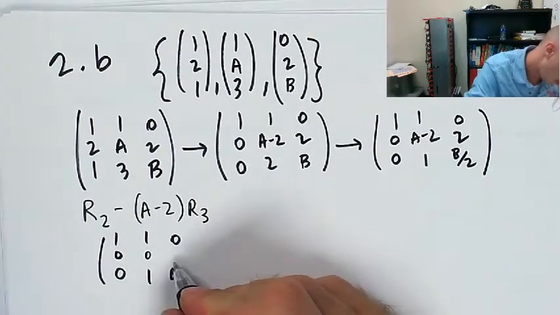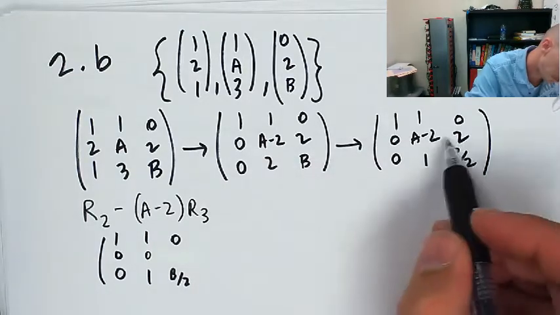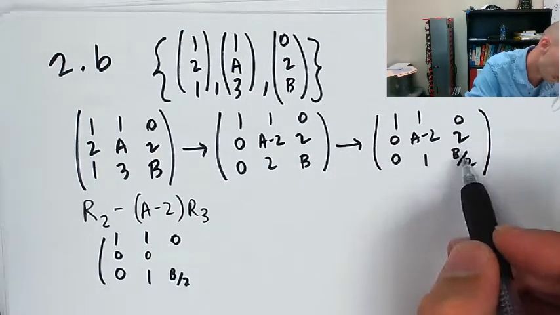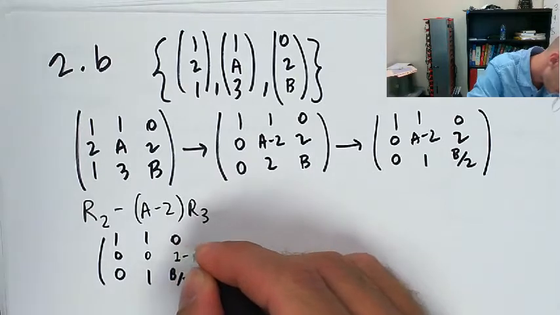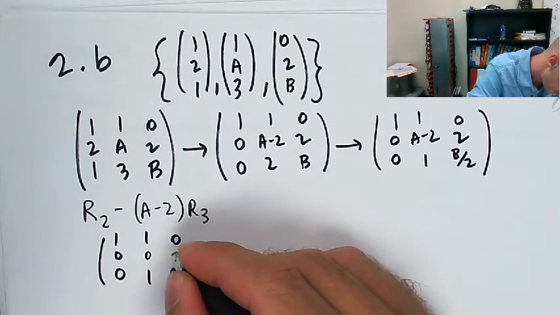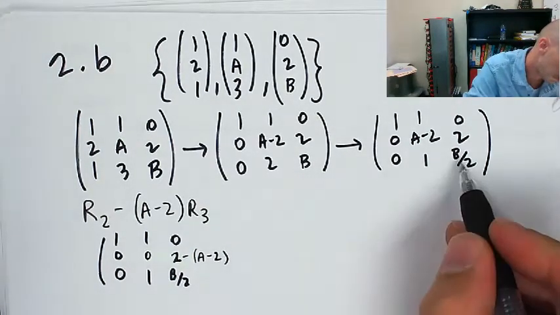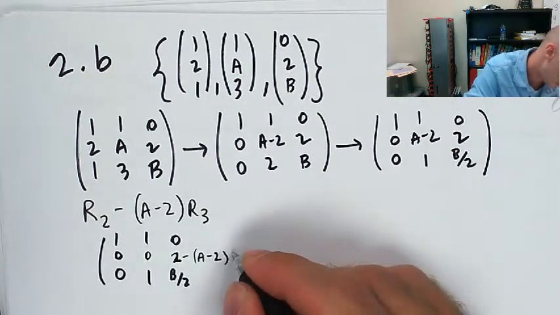Now, if I take a minus 2 copies and subtract away from this, it'll be 2 minus a minus 2 copies. That was supposed to be a 2, not a 1. A minus 2 copies of row 3, which is b divided by 2.